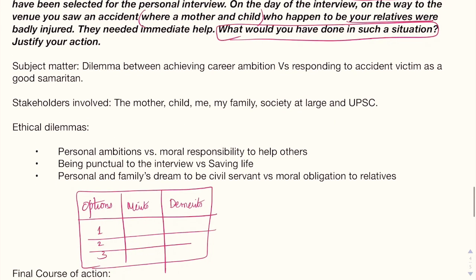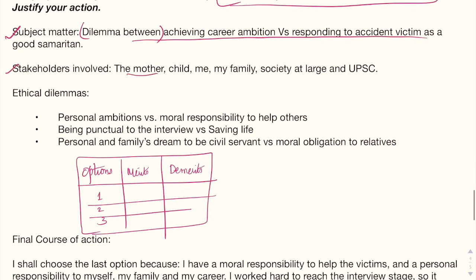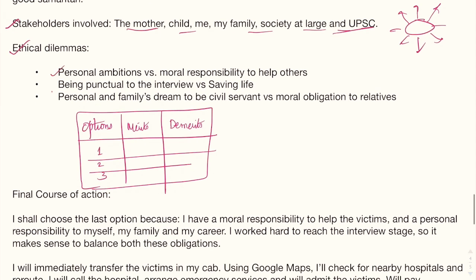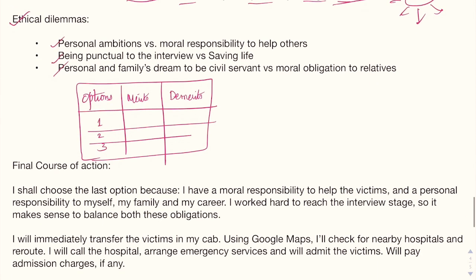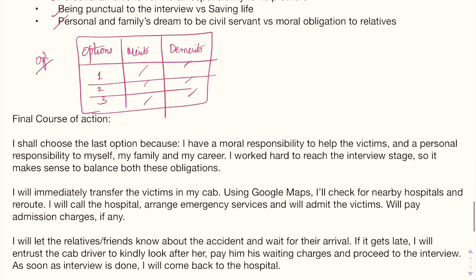Now, as we said, we follow the standard framework where in the subject matter you write about the dilemma, the basic crux of your case study, a dilemma between achieving career ambition versus responding to accident victims. The stakeholders involved, you can also represent this through a diagram. Then comes the ethical dilemmas. You list out 2-3 in short bullet points. Then you discuss the options available, where you list out 1, 2, 3, each with its merits and demerits.